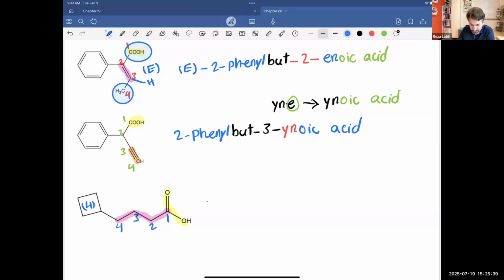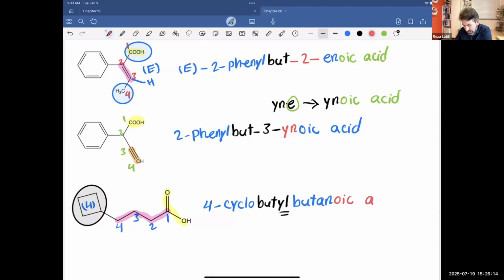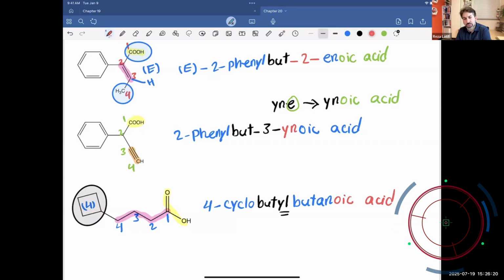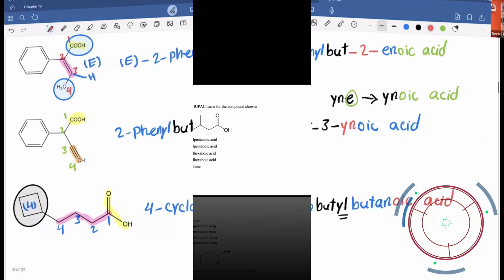So I'm going to say on the 4th carbon, I have cyclobutyl. Why butyl? Because I want to say this ring is attached to the butane. And then I go butane, and replace the E by OIC and add acid at the end of the name. So it will be 4-cyclobutyl butanoic acid.